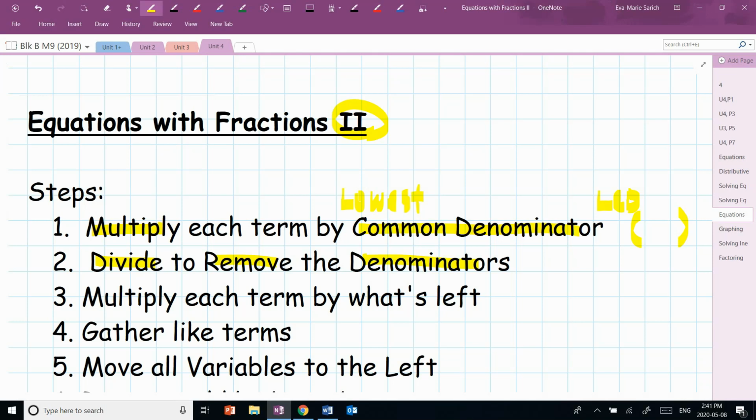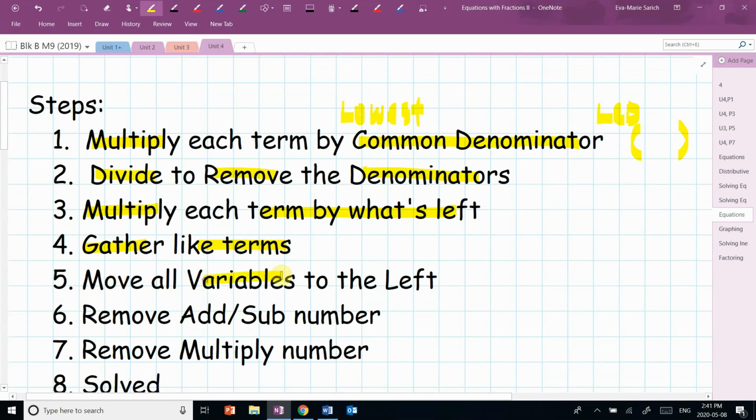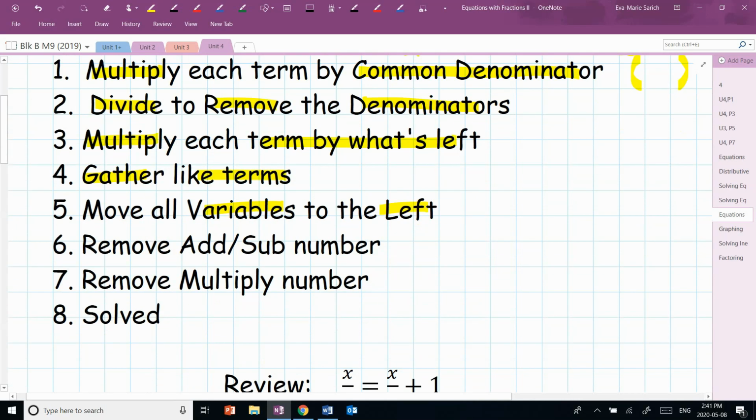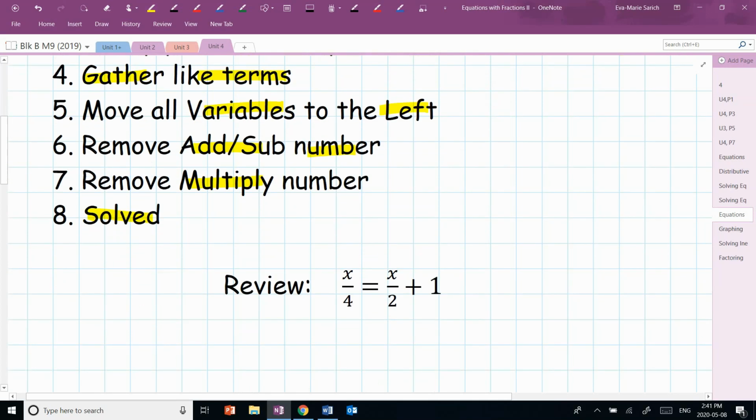Now, when you divide to remove that denominator, there's often something left. So we need to multiply what's left by each term, okay? Then you're going to gather any like terms that you have. You're going to move the variables to the left side. You're going to remove the add or subtract number. And lastly, you're going to remove a multiply number. That means that we have it solved.